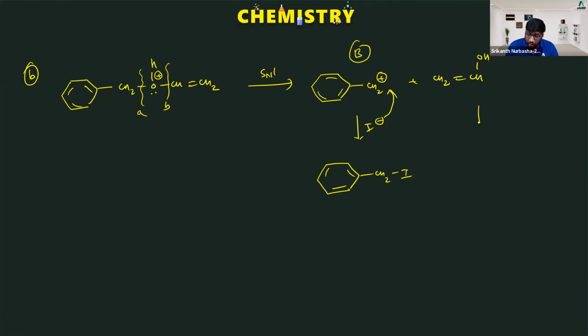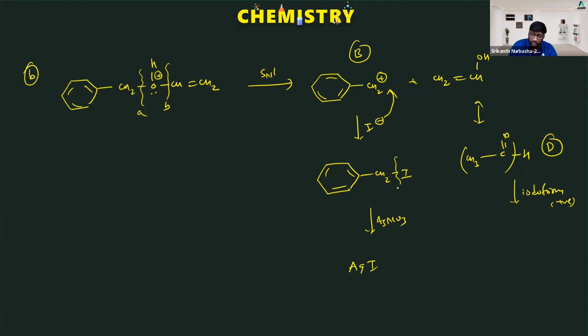Compound C will undergo enolization, so it forms CH3C double bond O, with OH form. This is compound D. Compound D can give a positive iodoform test because it has a CH3C double bond O group. Compound B will react with AgNO3 to form AgI because this carbon-iodine bond can be broken. So all the conditions are satisfied or not?